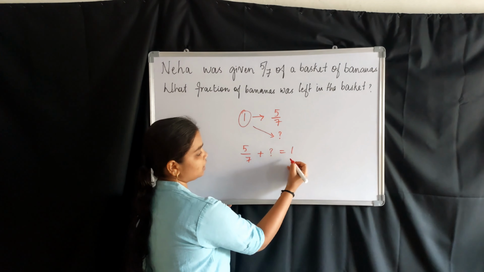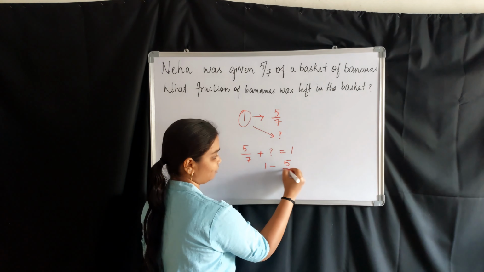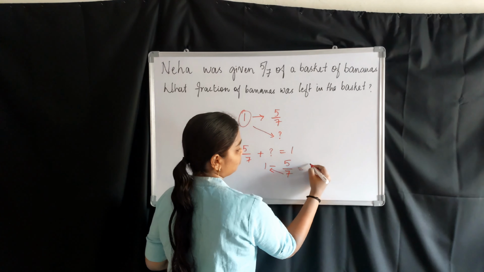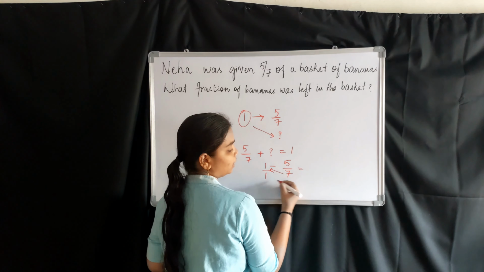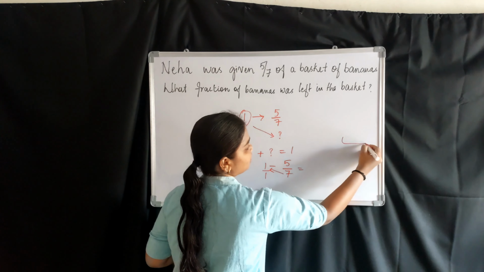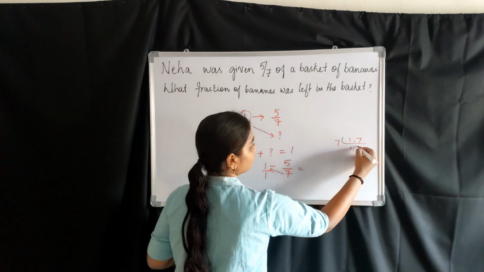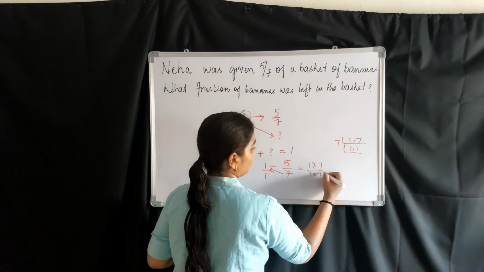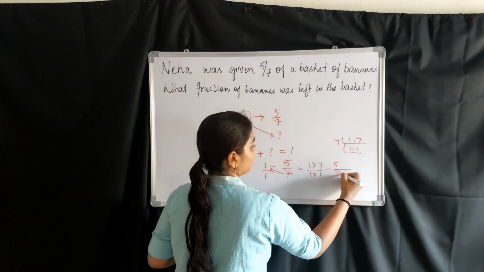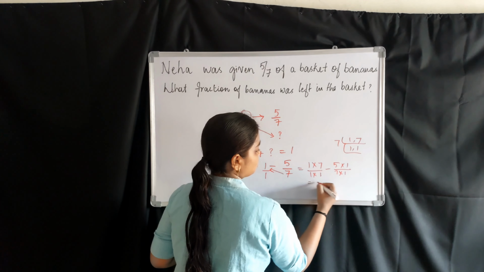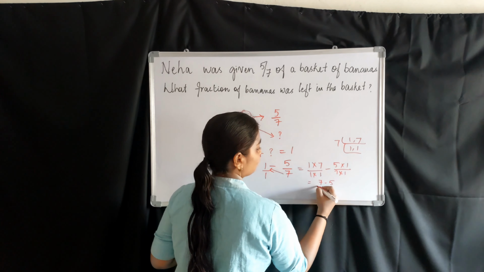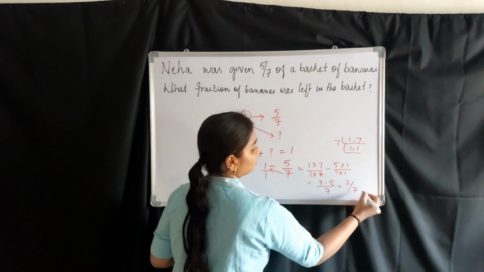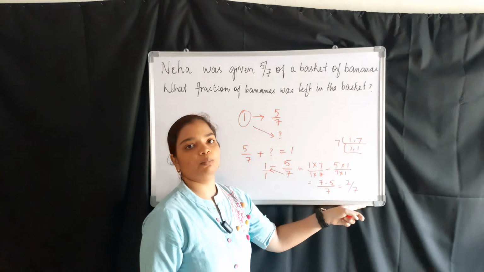So I'll just have to do 1 minus 5 by 7. LCM of 1 and 7. 1 and 7 LCM is 7. So 1 into 7 by 1 into 7 minus 5 by 7. This is 7 minus 5 by 7, that is 2 by 7. The remaining part was 2 by 7.